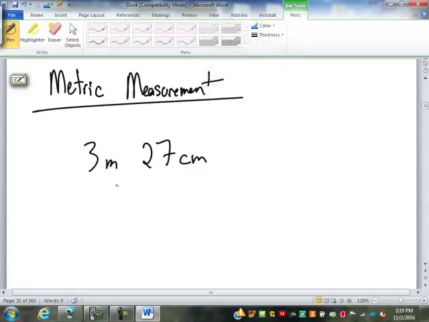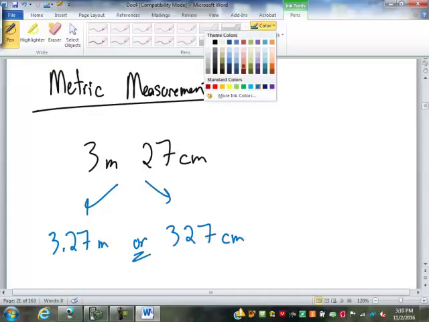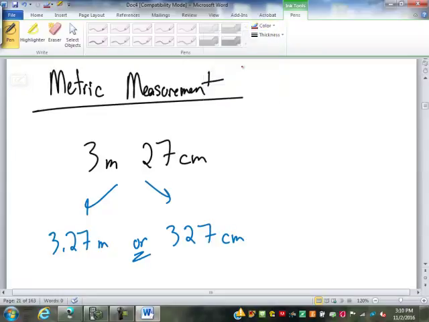It would either be listed as 3.27 meters or 327 centimeters. Because the conversions from one unit to another in the metric system are nice and neat, they don't have any ugliness. Like if I wanted to convert inches into feet into a fraction of a foot, I'm going to end up with some really ugly fractions in most cases. But in the metric system, we're just moving decimal points. So there's no need to have those dual units.